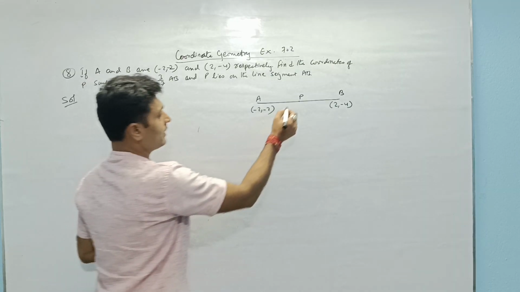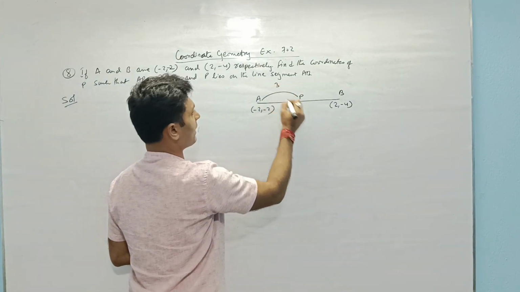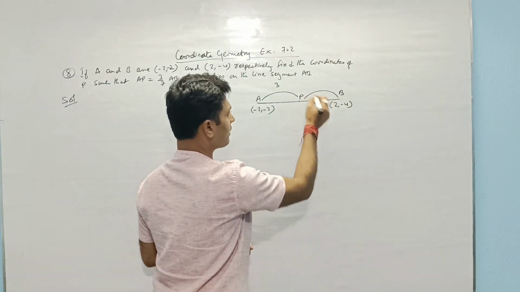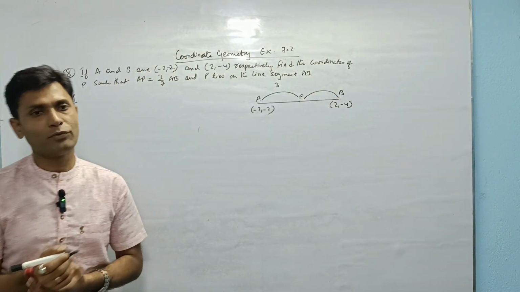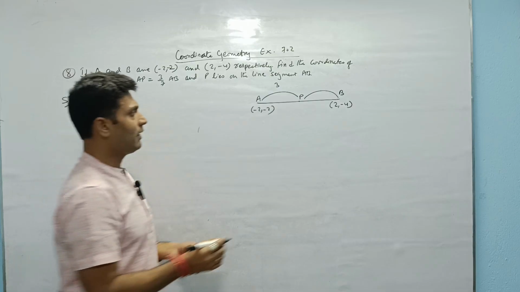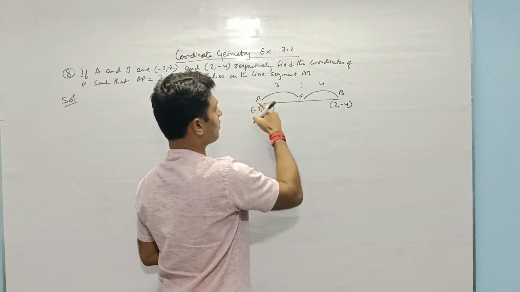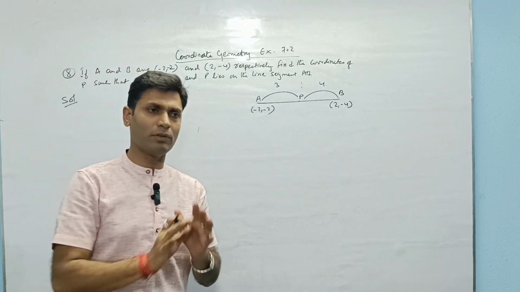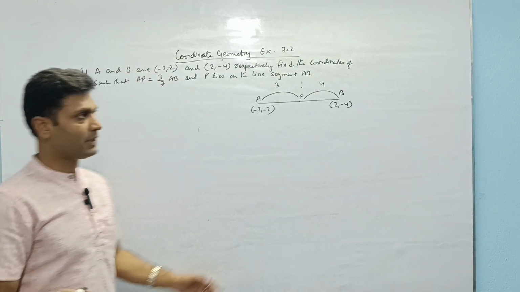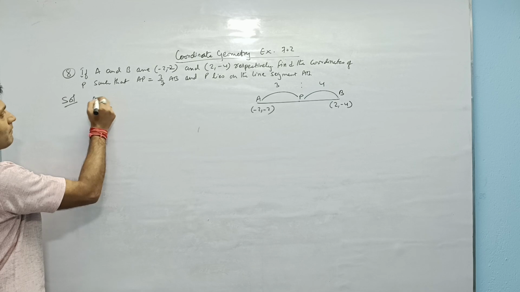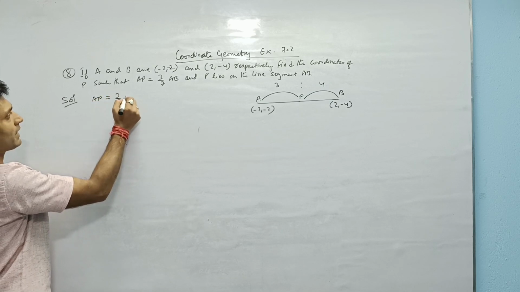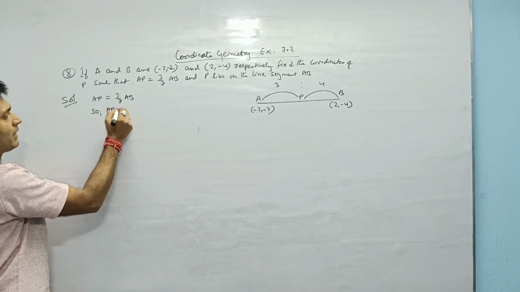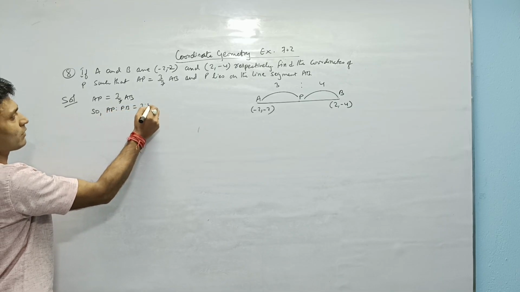So that means this AP is how many parts? 3 parts. Total is how many parts? 7 parts. Then how much should be PB? 4 parts. Very simple, right? So the ratio AP is to PB will become what? 3 is to 4. Don't think it is complicated. Very, very simple. So we can write here AP is equal to 3 by 7 of AB. So we can say that AP is to PB is 3 is to 4.